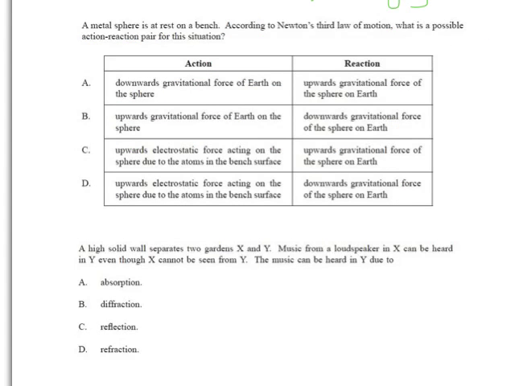On to Newton's third law. A metal sphere is at rest on a bench. According to Newton's third law of motion, what is the possible action-reaction pair for this situation? So if we have a ball on a bench. So Newton's third law, forces are always equal and opposite. So what do we mean by equal? They are of equal type.